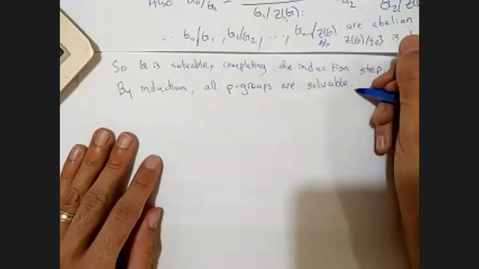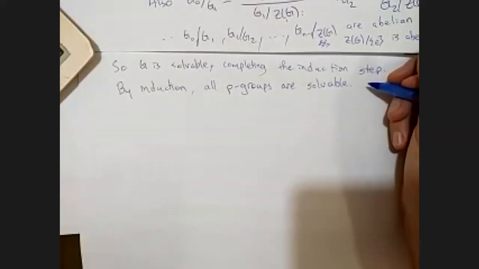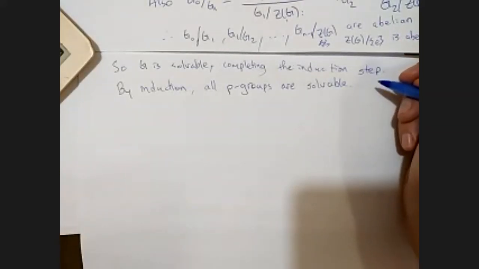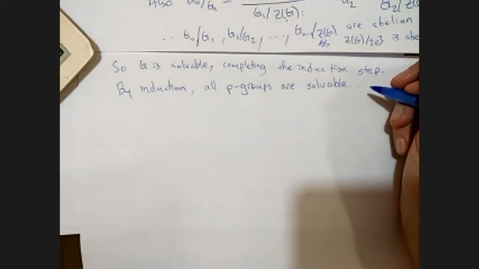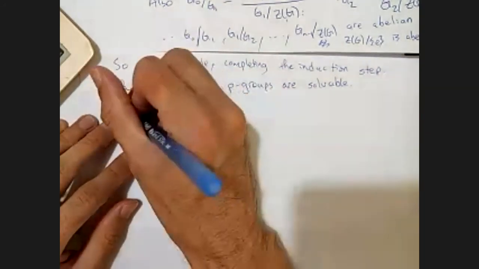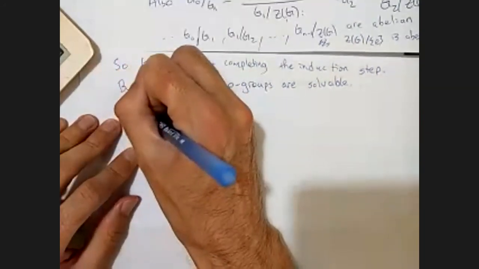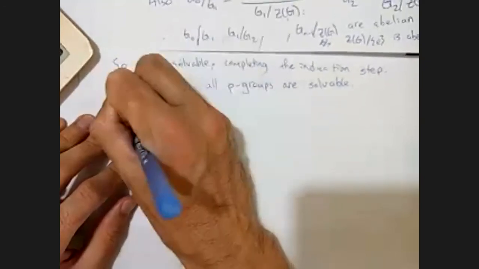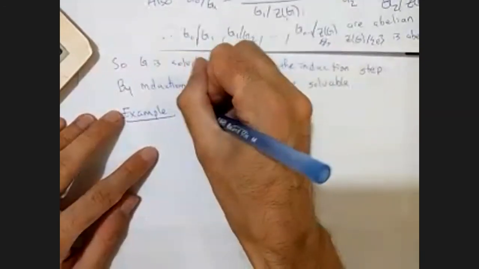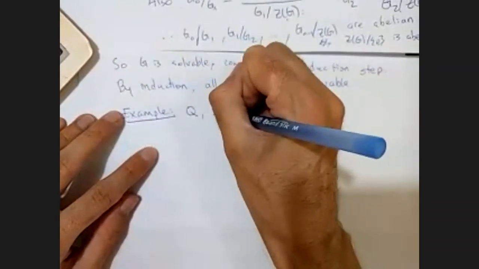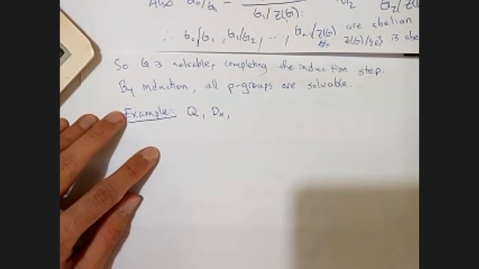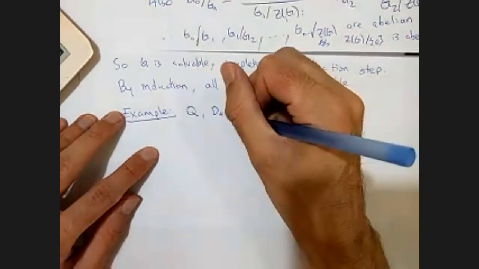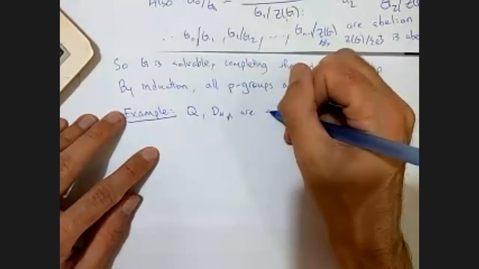Solvable groups include a lot of different things. For example, this tells us a lot of different things are solvable: Q, the quaternions, and D4. Those are just some 2-groups, and those are both solvable.